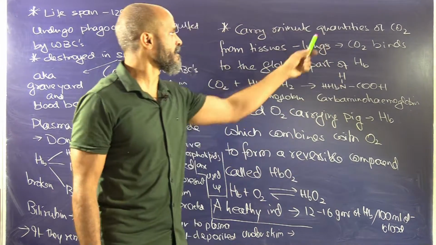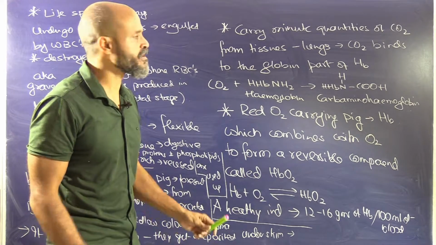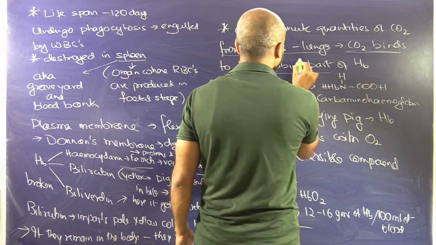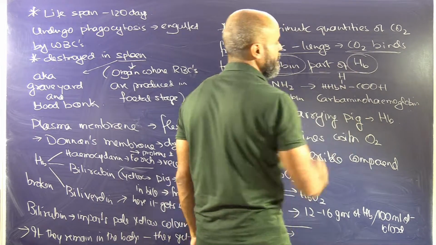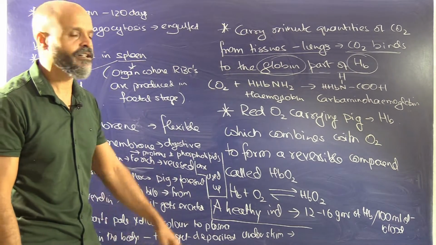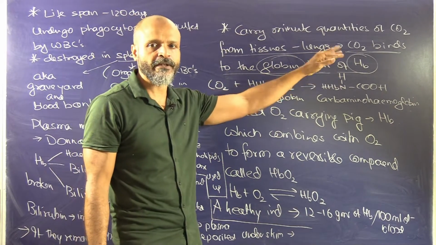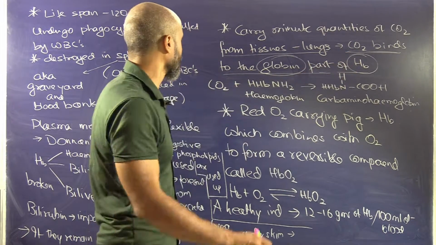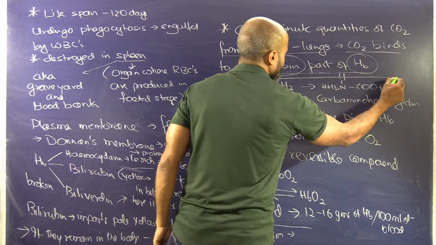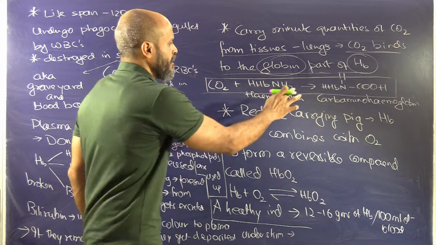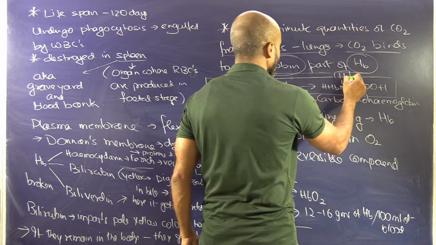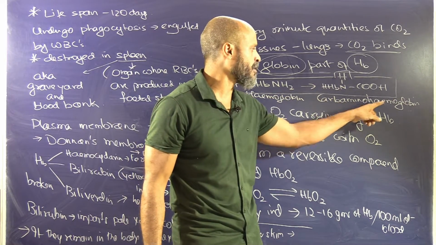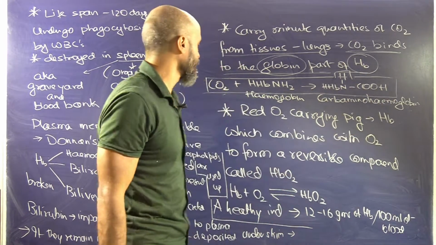Okay, so erythrocytes are basically carrying minute quantities of carbon dioxide from tissues to lungs, and carbon dioxide binds to the globin part of hemoglobin. We have seen that there is a heme part and there is a globin part. This is something that we have already seen in respiration. So carbon dioxide binding to the hemoglobin will form carboamino hemoglobin. So that's how it carries.